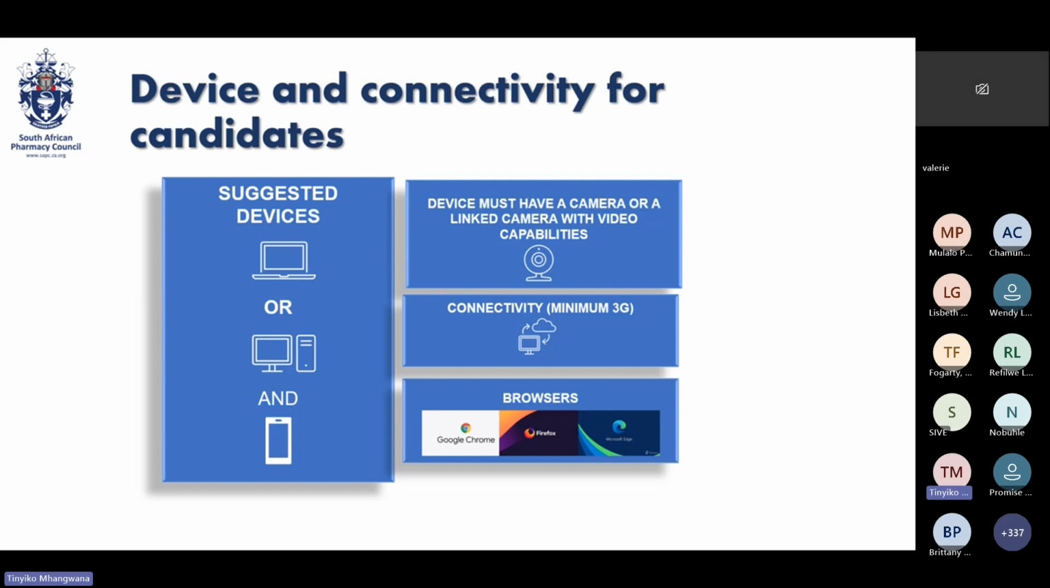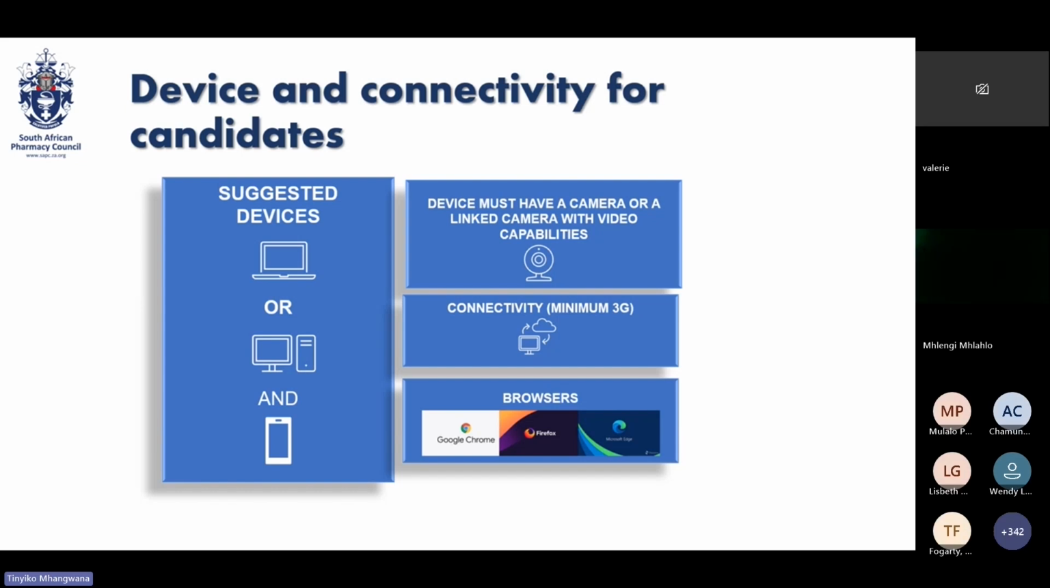The other thing is that your devices, your laptops and your cell phones, need to have a camera that will be able to record, because everything that will be happening from beginning till the end is being recorded, because there are violations that we will be looking out for, to avoid cheating and all these things. So make sure that it has a camera that is working and able to capture. There are 3 browsers that we recommend, which we have tested and know work with the Proctor program used to write the exam. Mainly it's Google Chrome, Firefox, and Microsoft Edge.